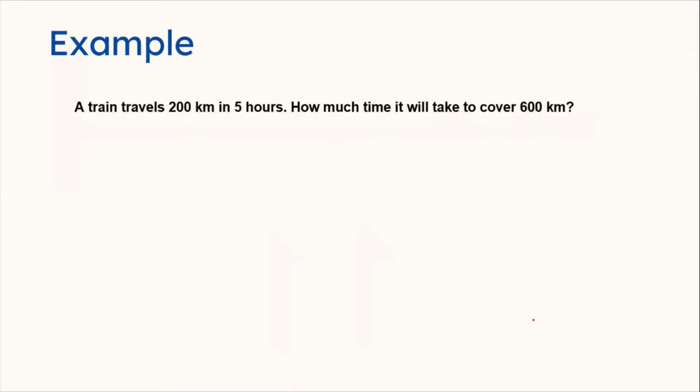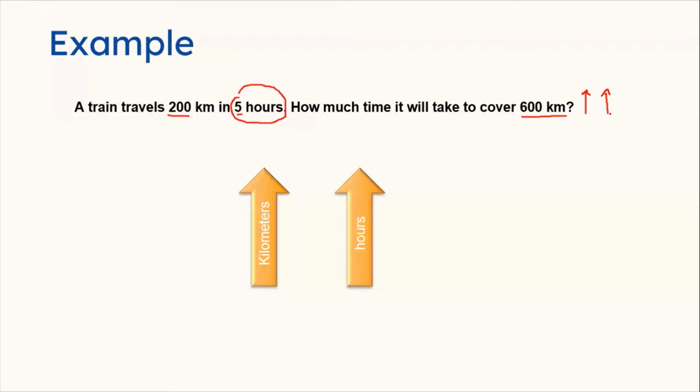Another example, a train travels 200 kilometers in 5 hours. How much time will it take to cover 600 kilometers? So as you can see, in 5 hours, the train travels 200 kilometers. Now, how about if the train travels for 600 kilometers? What will happen to the number of hours? Of course, since the train travels much farther compared to 200, it means to say that the time will also become higher. So if one quantity increases, the other quantity will also increase. If there is an increase of kilometers, there will also be an increase in the number of hours. And this is an example of a direct proportion.